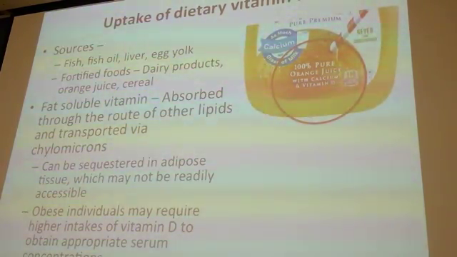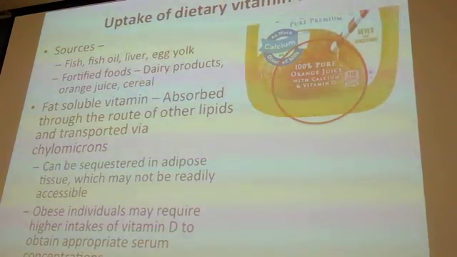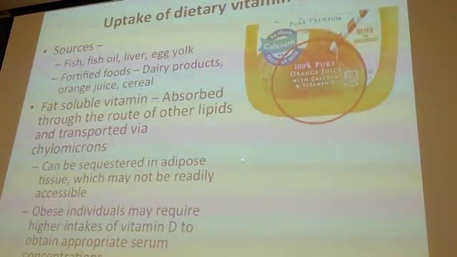So it's going to be incorporated into mixed micelles, cross the undisturbed water layer, and get into our cells. Once it's present, it's going to be transported via chylomicrons, and then excreted from our enterocytes and circulate through our blood, right? Some amount can be released in adipose tissue, since chylomicrons will have lipoprotein lipase breaking down the triacylglycerol of the chylomicrons, and some of the vitamin can be released into adipose, and it can actually be sequestered here where it's not readily accessible, and this can be a problem.